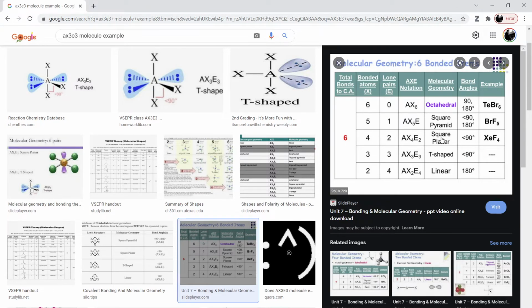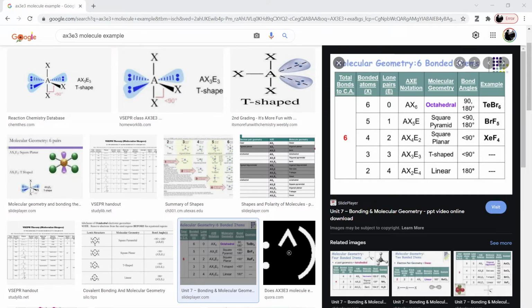That's what I was going for. But as you can see here, these ones that have even more just don't exist. So we have octahedral, square pyramid, square planar. These ones don't really exist, but they would be T-shaped and linear if we were to continue. So that's quite a lot we've done, right?